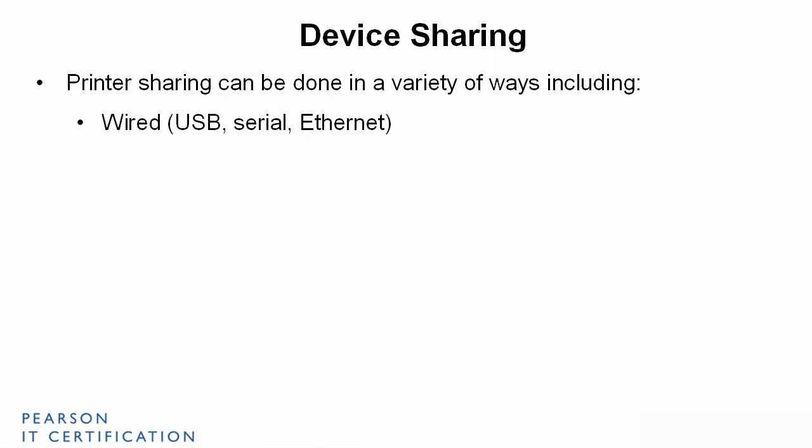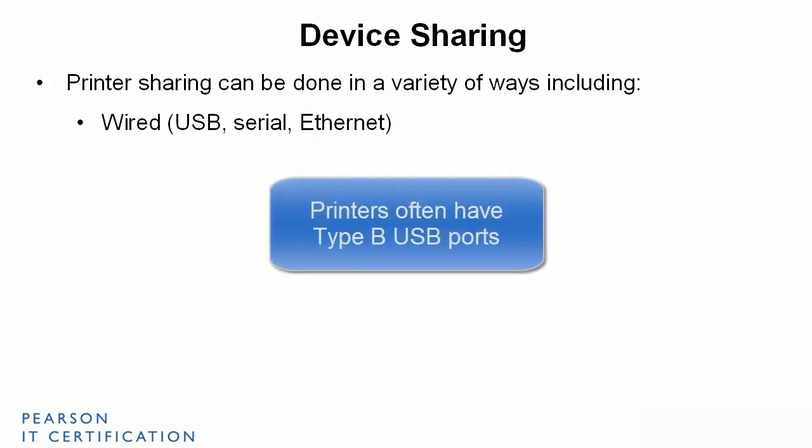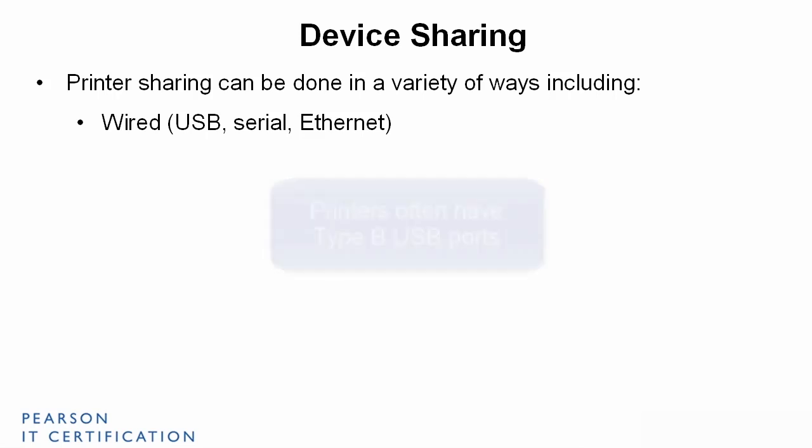The first is wired. We're talking about USB connections. The universal serial bus connection will normally be a type A connection out of the computer, your standard USB port, to a type B connection on the printer. That's very common, and that's a local connection to the computer. But you might also have print servers, which we'll talk about in a second, that have USB connections.